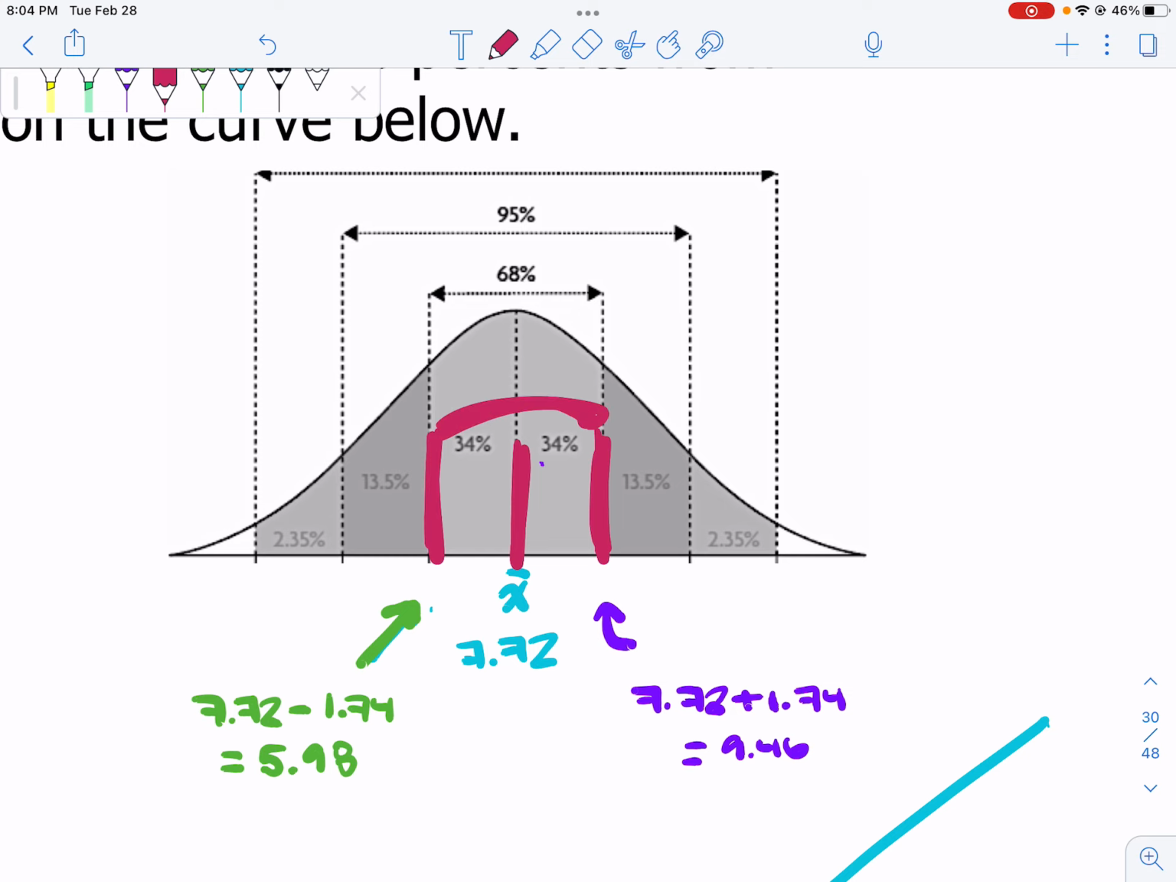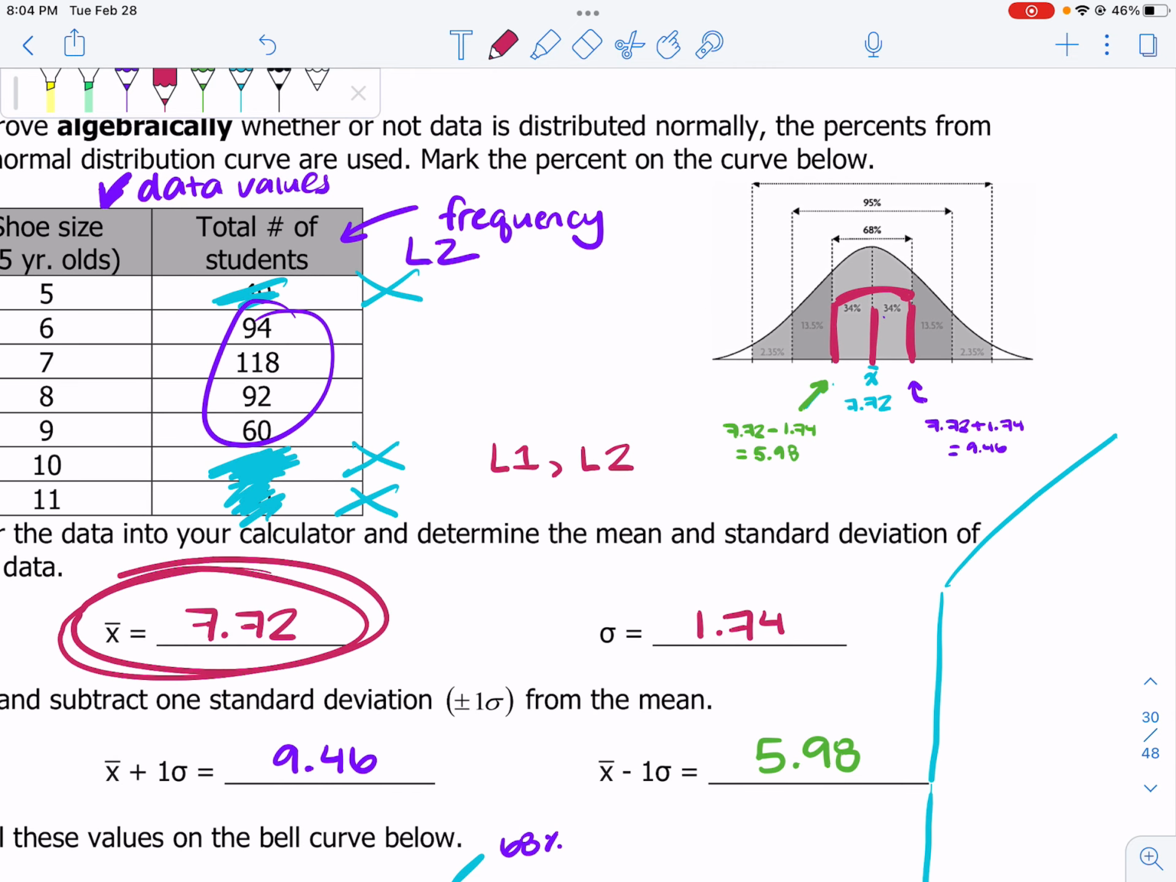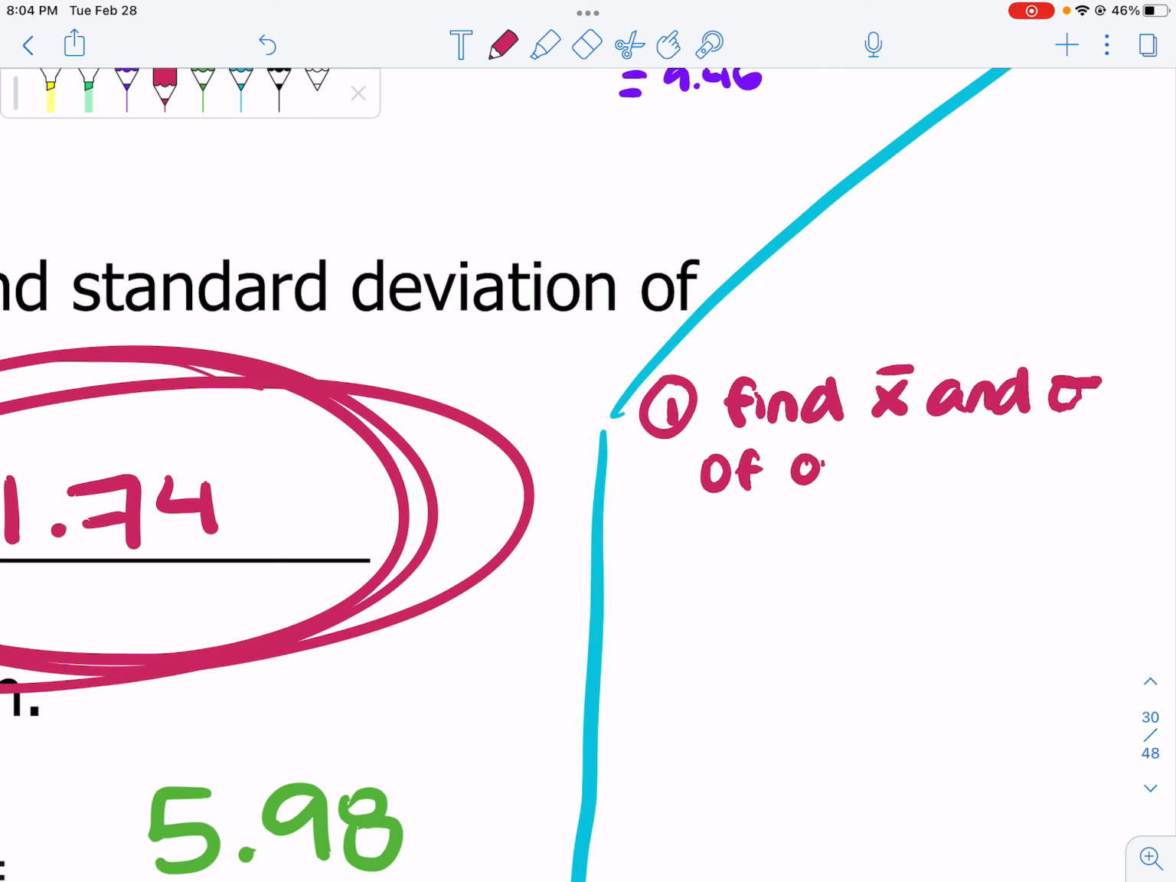That's the dream. So step one is going to be to find the mean of our data set and find that standard deviation. And our calculators can find that for us as long as we plug those lists in. So step one, find the mean and standard deviation of our data.